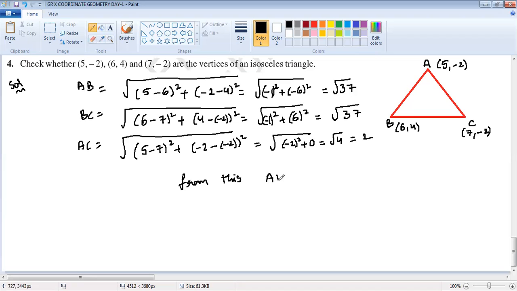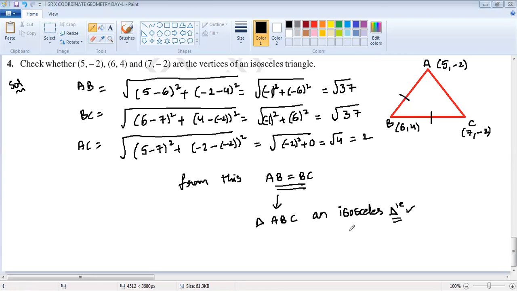So from this, AB is equal to BC. These two are equal. So according to the definition of an isosceles triangle, if any two sides are equal, that triangle ABC will be called an isosceles triangle. Am I right? Are you clear? If any two sides are equal, that triangle is called an isosceles triangle. Next.